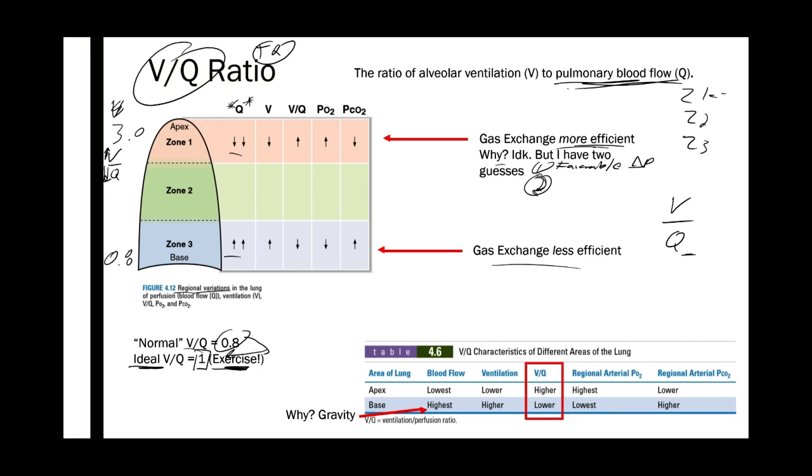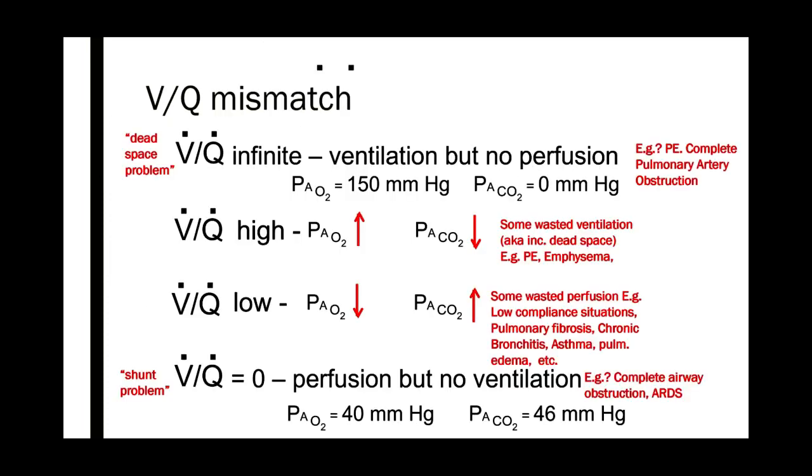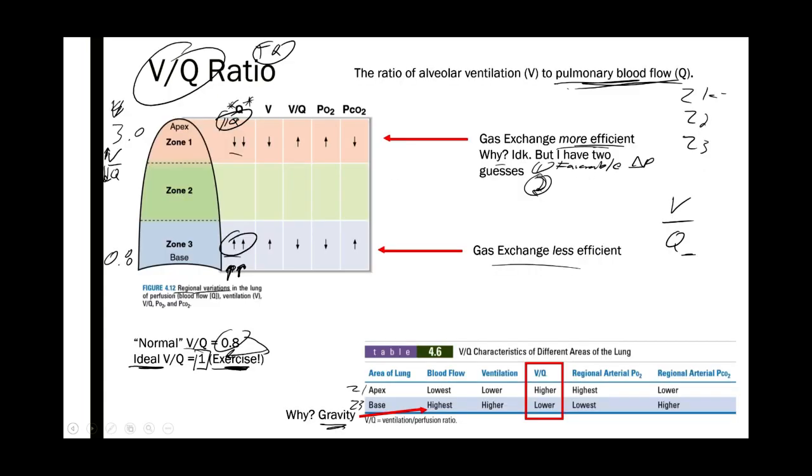What else do I want to say? So this is a good summary table comparing zone 1, the apex, to zone 3. Remember, blood flow is highest in zone 3. That's because of gravity. Ventilation is actually higher as well, but there is a much higher or much more efficient increase in blood flow relative to the increase in ventilation. So just remember, it might be a test question, that blood flow is the major determinant of the VQ ratio.